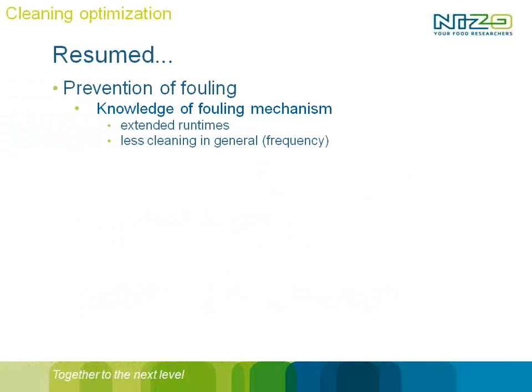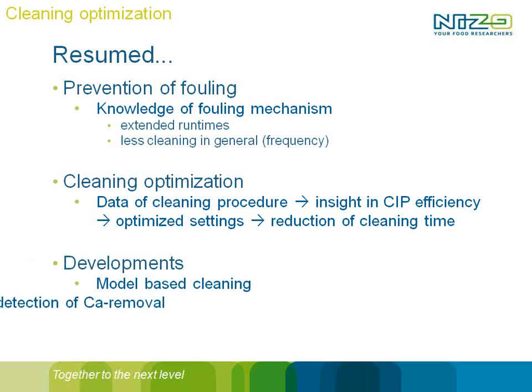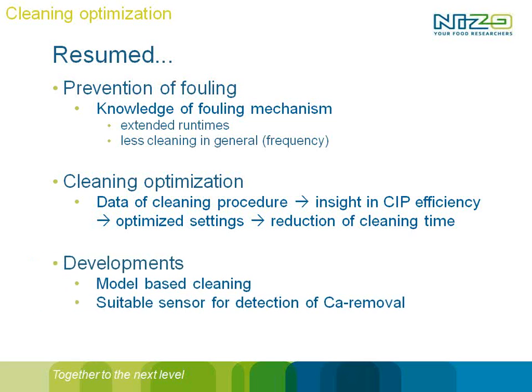Prevent fouling. So know what your fouling mechanism is. This can extend runtimes and mean less cleaning in general, so less use of chemicals, energy, etc. If you've prevented the fouling, then you can start optimizing your cleaning procedure. So collect data of the cleaning procedure, get insight into the efficiency of your CIP procedure, optimize your settings, and reduce the cleaning time. And also always check the inside.